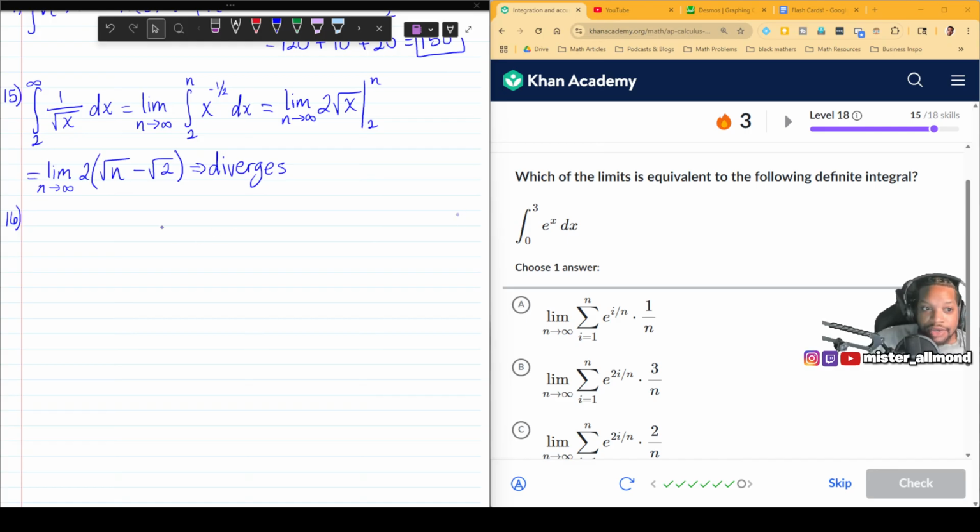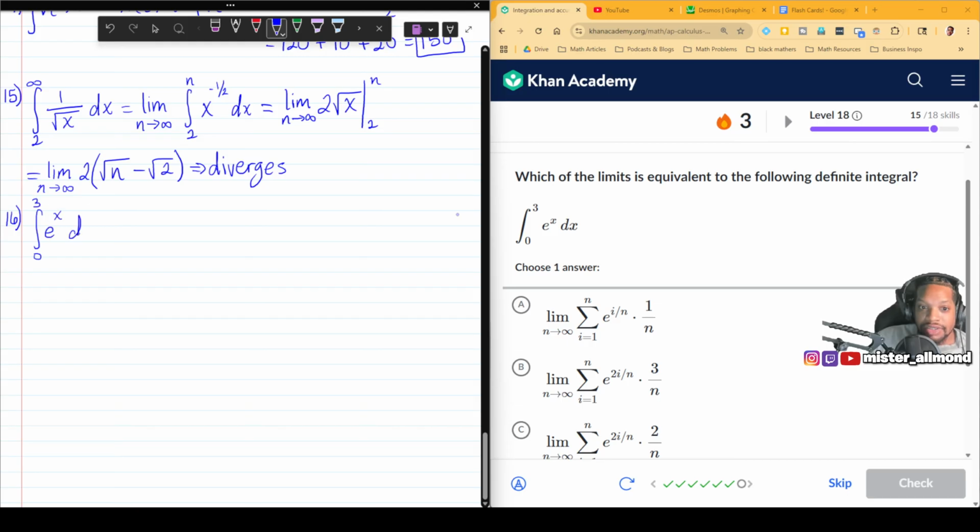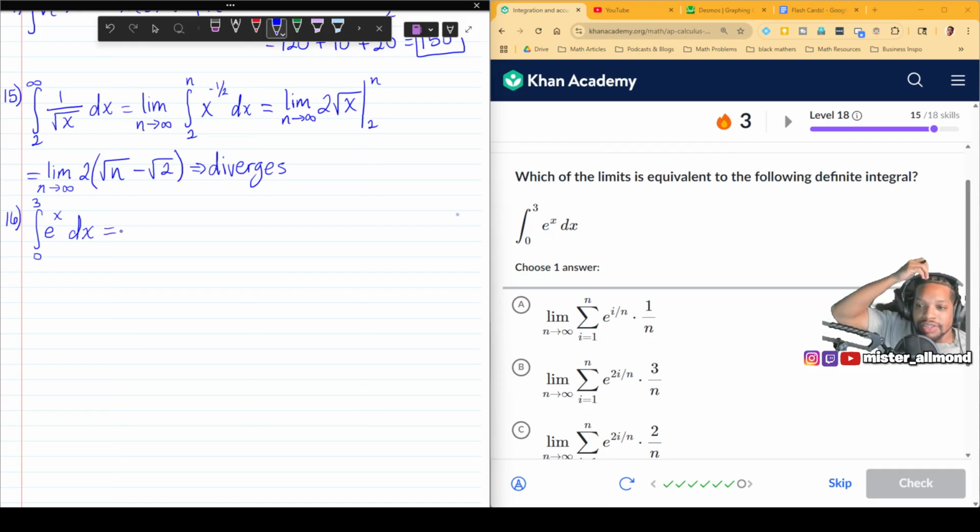Okay. Next question. We are trying to use summations to evaluate the integral from 0 to 3 of e to the x dx. Now, this one I feel like they kind of blessed us, because if our interval starts at 0, that's our first height of our rectangle. So we don't have to really add anything.